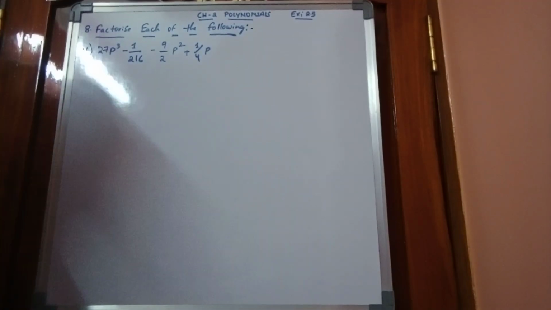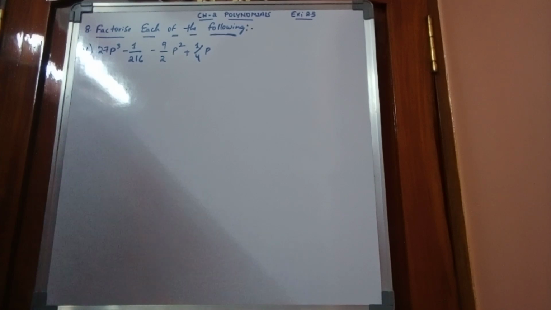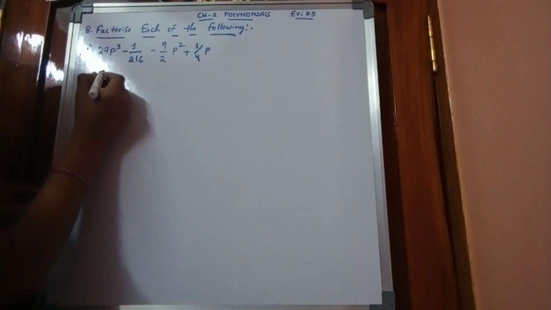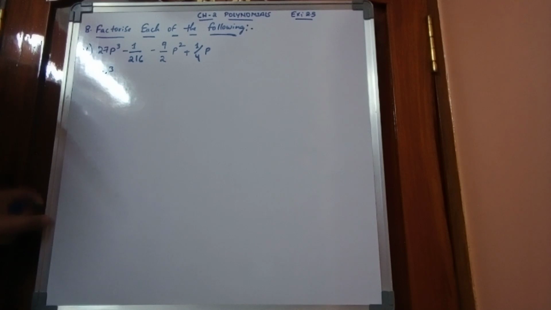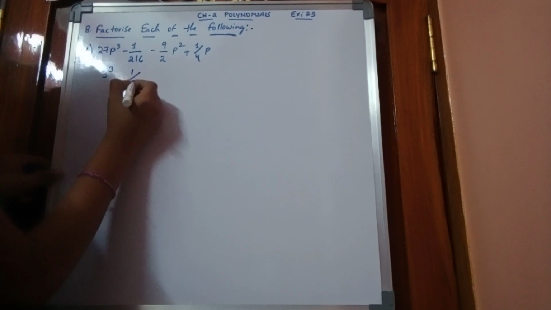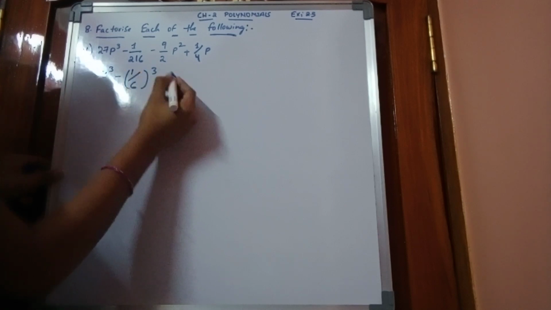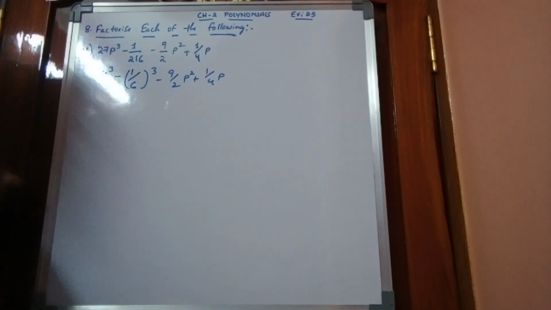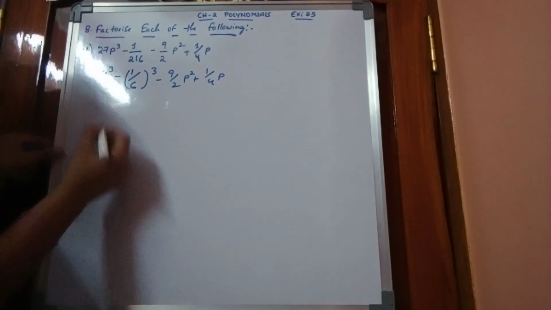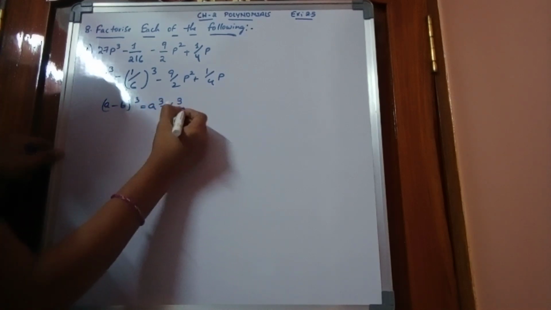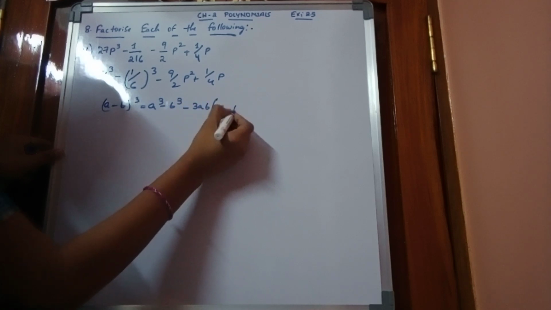Now see the fifth one, that is 27p cube minus 1 by 216 minus 9 by 2 p square plus 1 by 4 p. So we can write 27p cube as (3p) whole cube, and 216 we can write here as (1 by 6) whole cube, so 6 cube is 216, and minus 9 by 2 p square plus 1 by 4 p as it is. So here we have to use (a minus b) whole cube, that is a cube minus b cube minus 3ab of (a minus b).